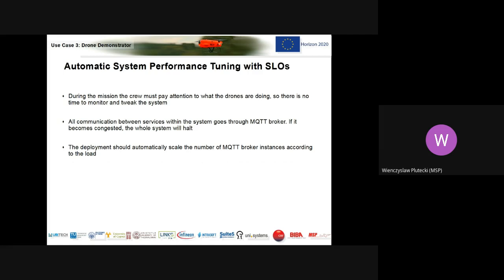And one such problem is that if the MQTT broker gets congested, all the communication will stop. So it would be good if the number of instances that form the MQTT broker is scaled according to the load. If the load gets high, we increase the number of instances so that they can spread the work to multiple nodes. This can be done with an SLO with a horizontal elasticity strategy, and we trigger the change of the number of instances by tracking the CPU load of the instance where the broker is running.